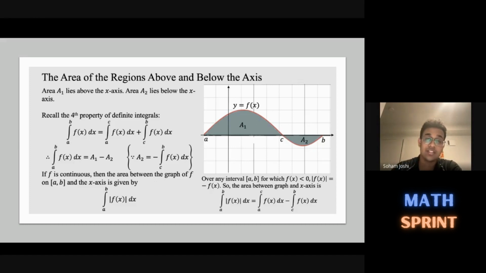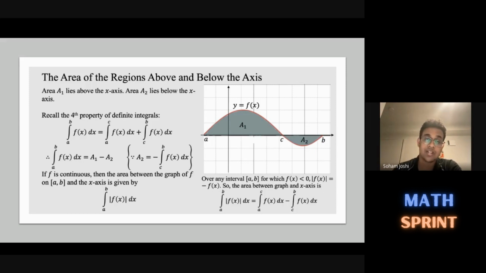So if f is continuous, then the area between the graph of f on a comma b and the x-axis is given by the integral of the absolute value of f of x with respect to x with a lower limit of a and an upper limit of b. So a general rule is, over any interval a comma b for which f of x is less than 0, the absolute value of f of x is equal to minus f of x.